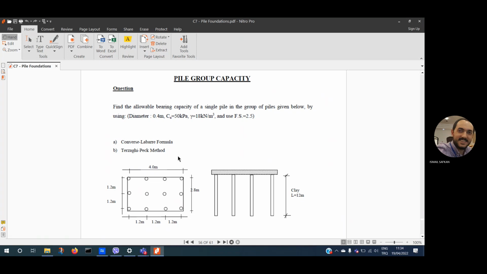Let's see this example of efficiency calculation. How are we going to calculate the efficiency of those piles?